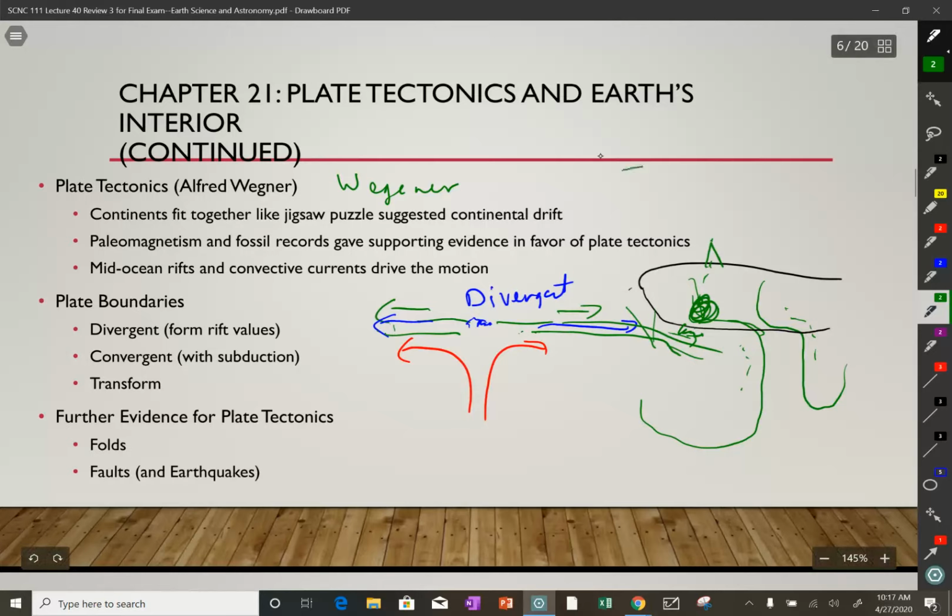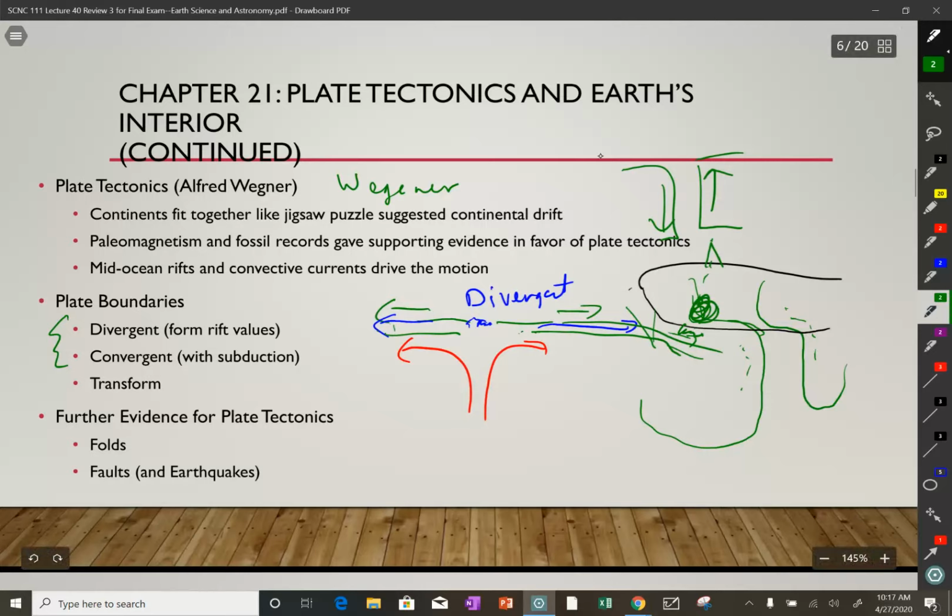Now, transform boundaries are where you have the plates sliding anti-parallel to each other. And you're going to have earthquakes and volcanoes in either divergent or convergent, but not with transform, because they're just sliding past each other, not nearly as much friction and whatnot.